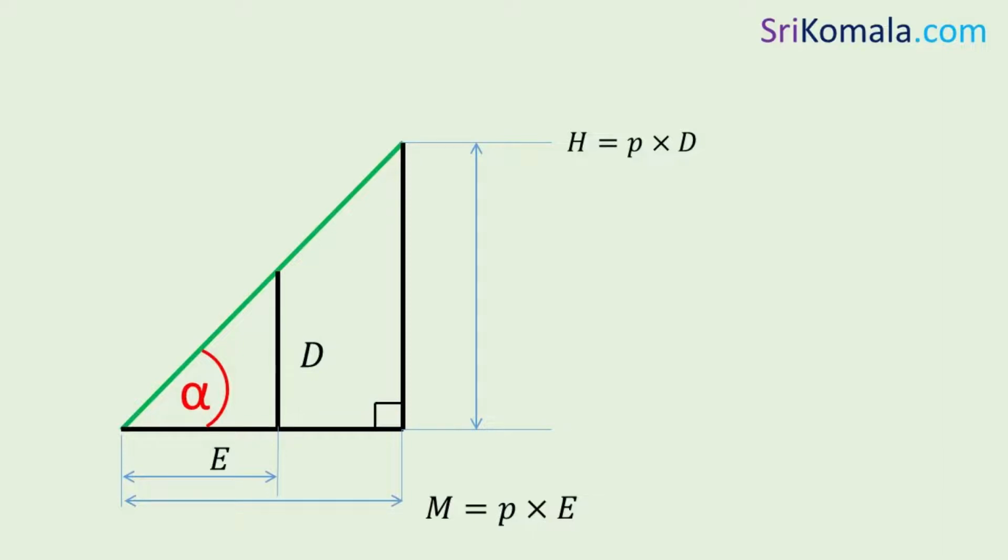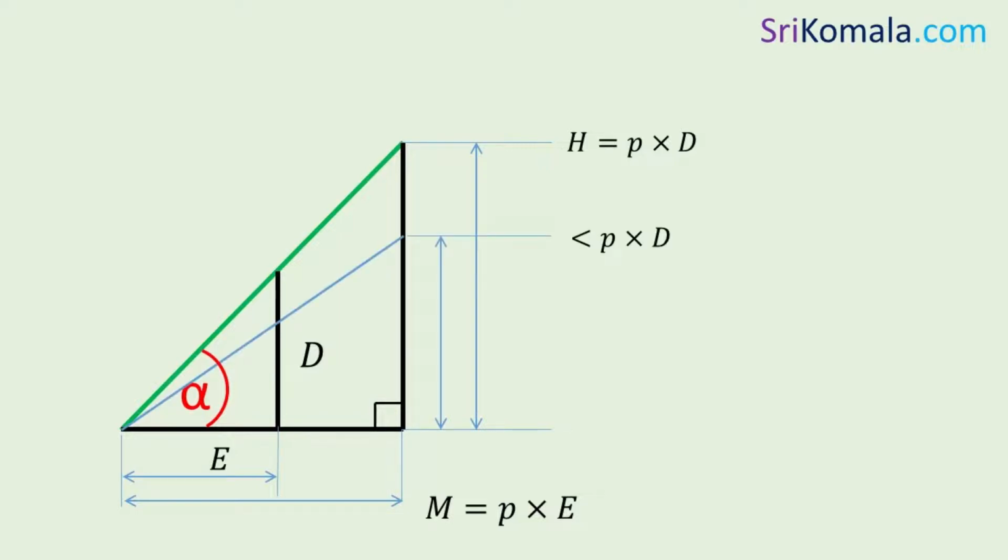The base of the bigger triangle, that is side M, is made by multiplying side E, which is the base of the smaller triangle, with a factor of p. Subsequently, in order to maintain the aspect ratio, the height of the bigger triangle, that is side H, is also made by multiplying side D, which is the height of the smaller triangle, with the same factor of p.